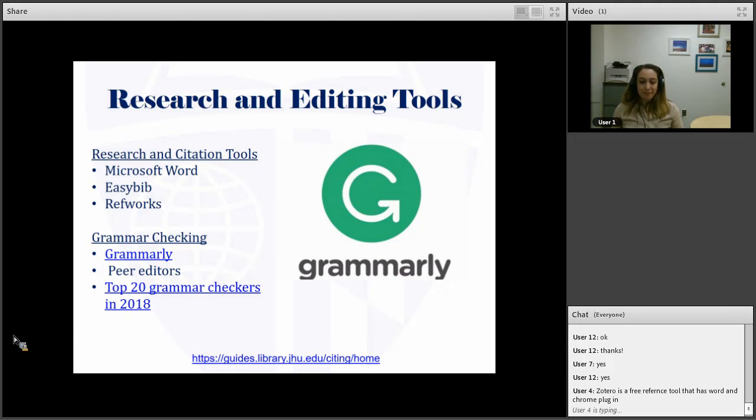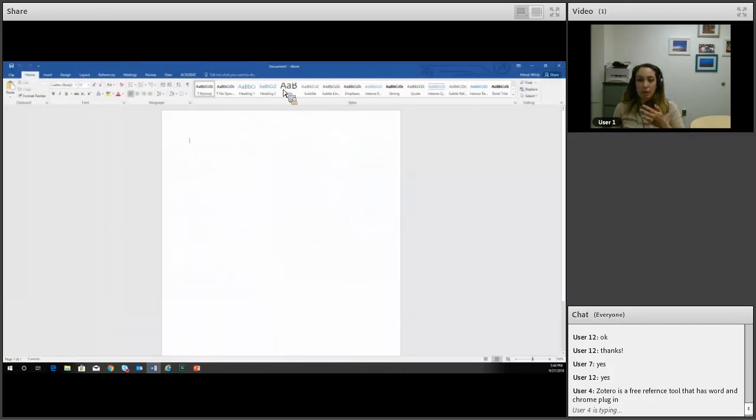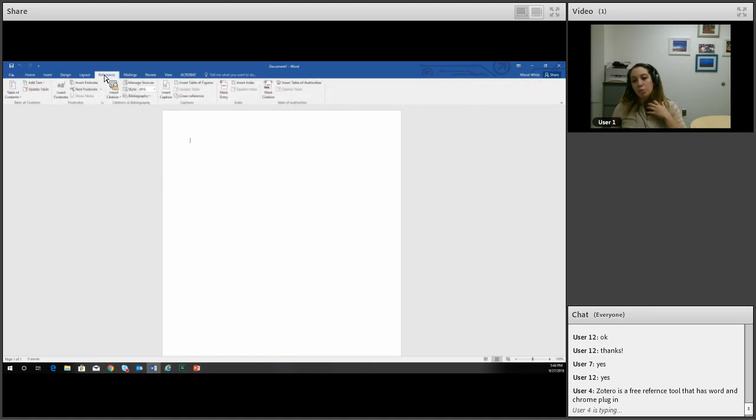Yes, it does have a Word and Chrome plugin. I've never used it, but it looks like it has really good reviews and is a great reference for a lot of students. And if it's a Chrome plugin, that's really good if you write your papers on your Google Drive. Oh, that's cool.